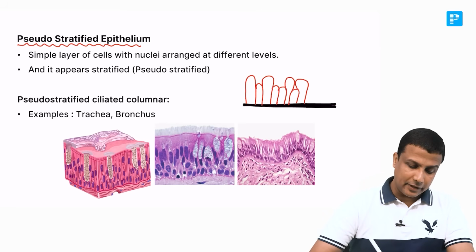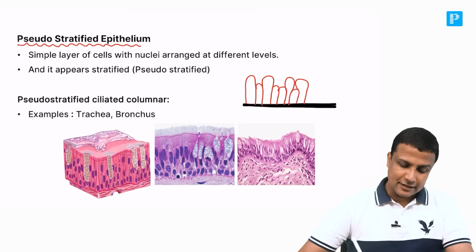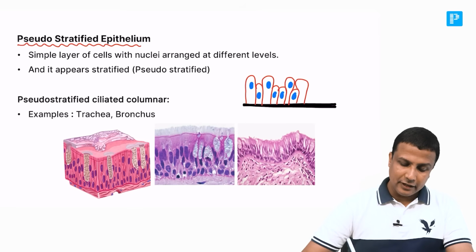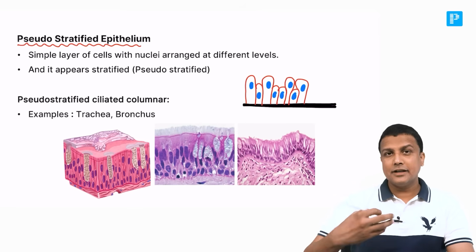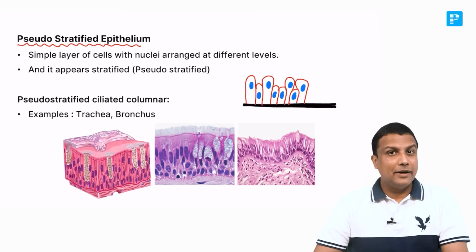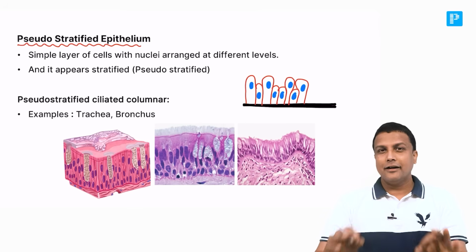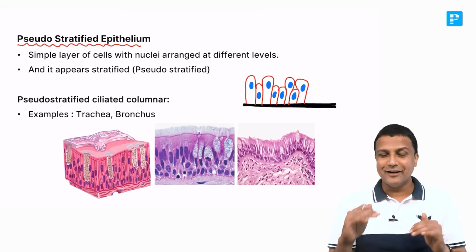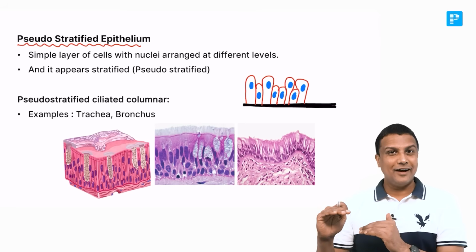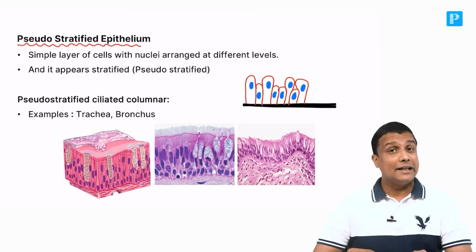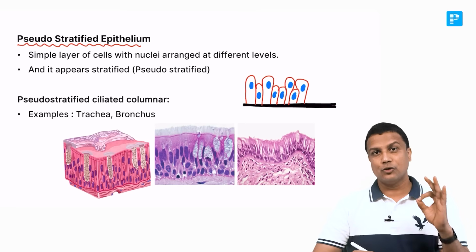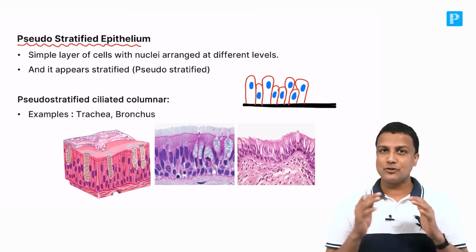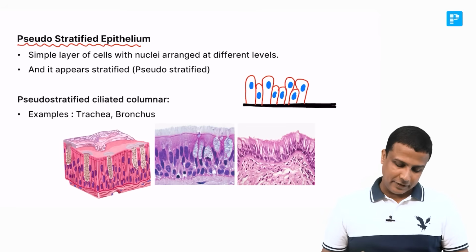But because of the different sizes of the cells over there, their nuclei appear to be arranged at different levels. And because of this, it is falsely giving the appearance of a multiple layered epithelium. So please remember that it is not at all multiple layer, it is just a single layer. Because the nucleus is arranged at different heights, it's appearing like a multiple layer. That is why it is referred to as pseudo. Falsely, it is appearing like multiple layered, pseudo-stratified columnar epithelium.